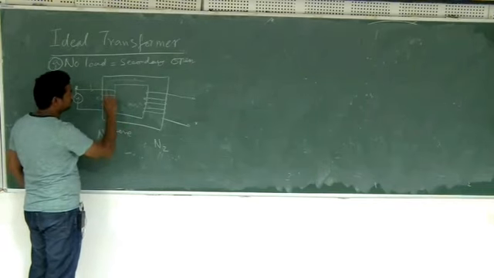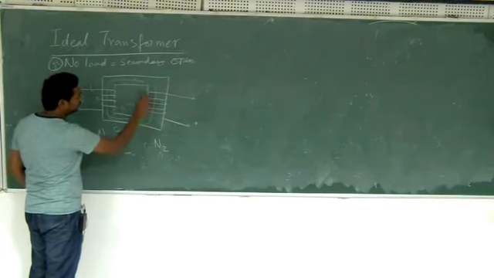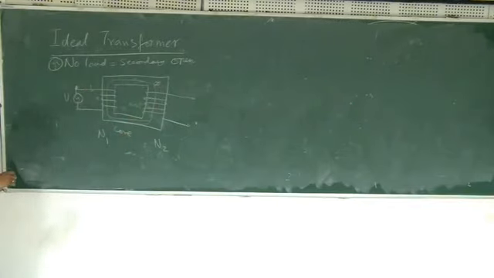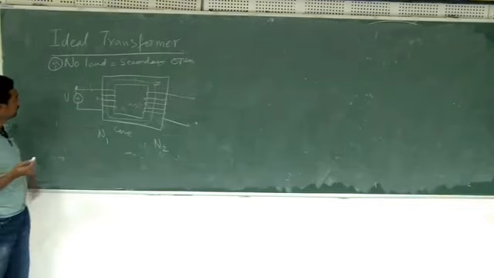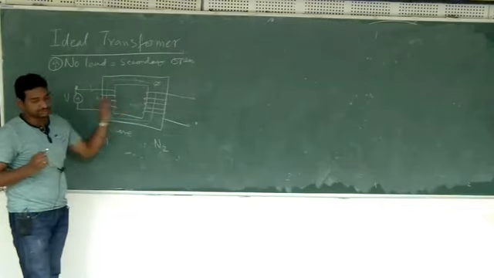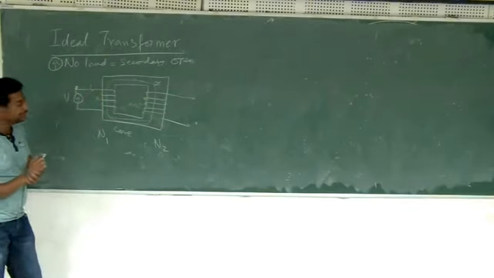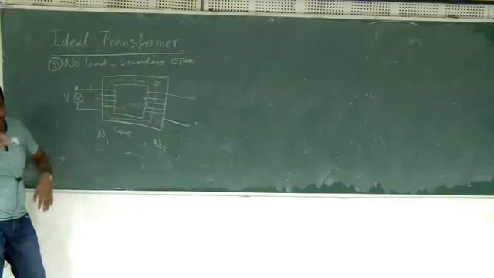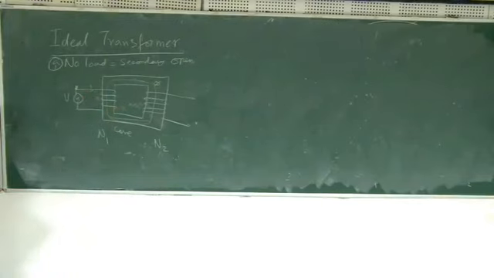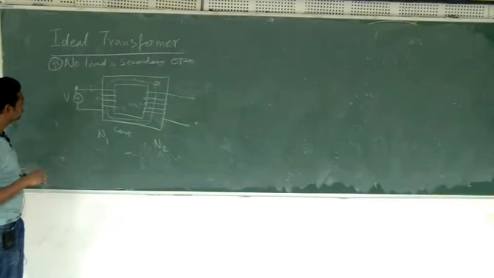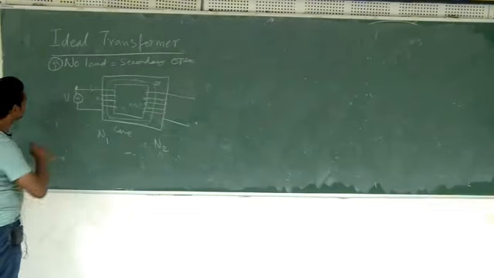Okay. Will there be any flux in the core? Yes. So how much flux? What is the relation between flux and current? Current and flux are proportional. Okay, so if the current is sinusoidal, flux will also be sinusoidal. So I think that's it.